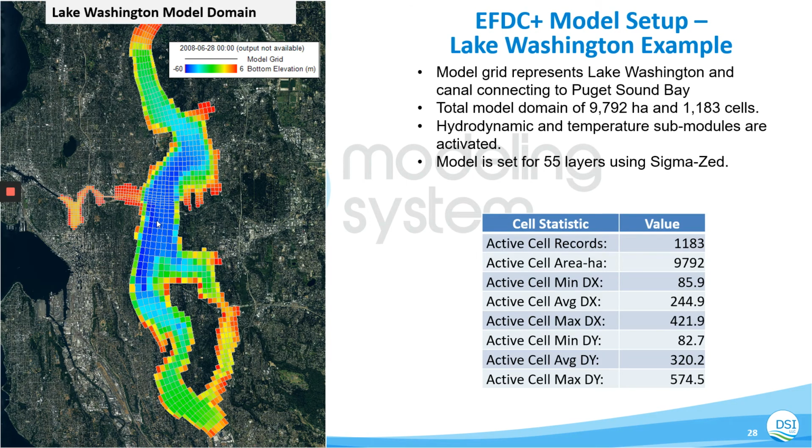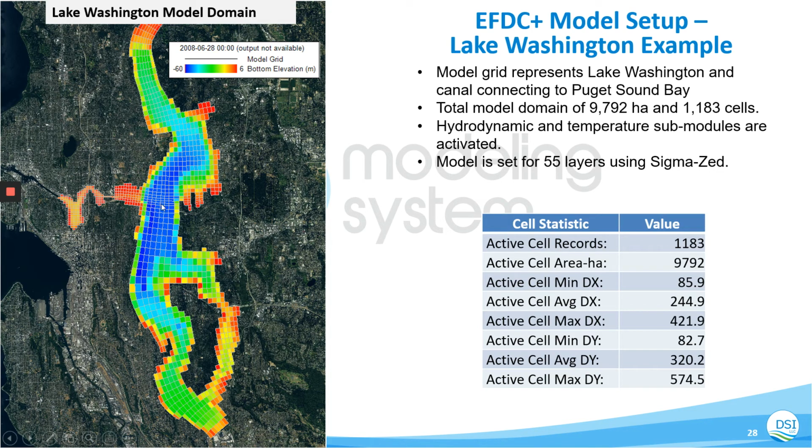Lake Washington is near Seattle. So we are in Edmonds. This is Lake Washington, and this is the model domain. It's a very big lake, and you can see there are about 1,100 cells, and some cells are 85 meters. Some cells are almost half a kilometer long. The color here: minus 60 is the bottom elevation shown by blue, and 6 is the bottom elevation shown by red.